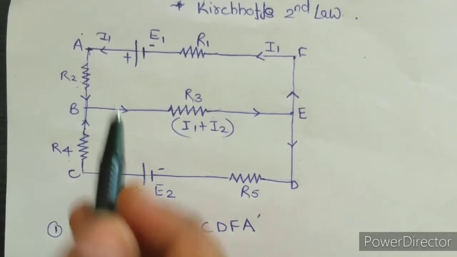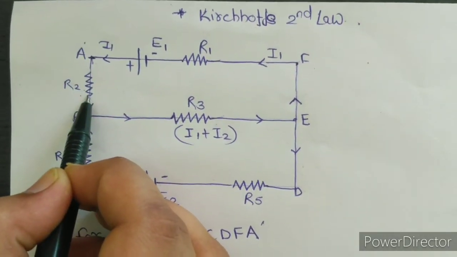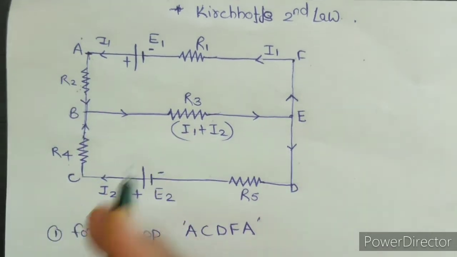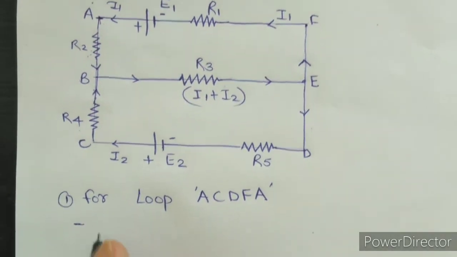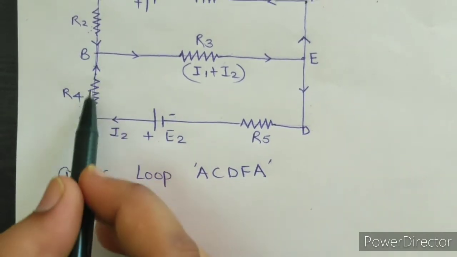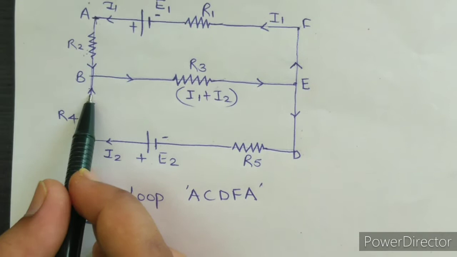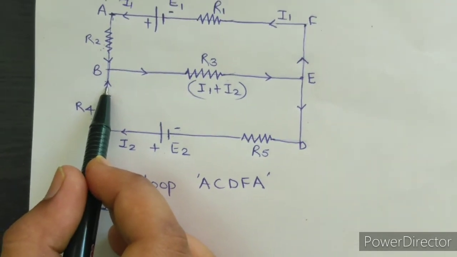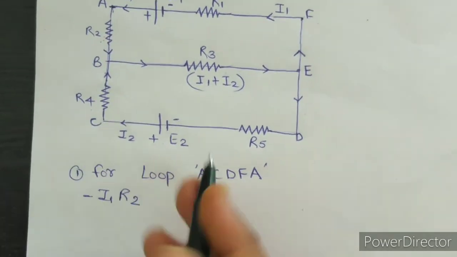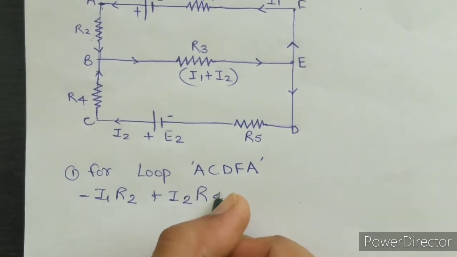Now in this we are traversing from here. So here the current supplied is I1 through R2, so the direction is the same. So it would be minus I1 R2. Then we move towards here. So here the current supplied is I2, but the direction of traversing and current flow are opposite. So it would be considered as positive. So it would be I2 R4.